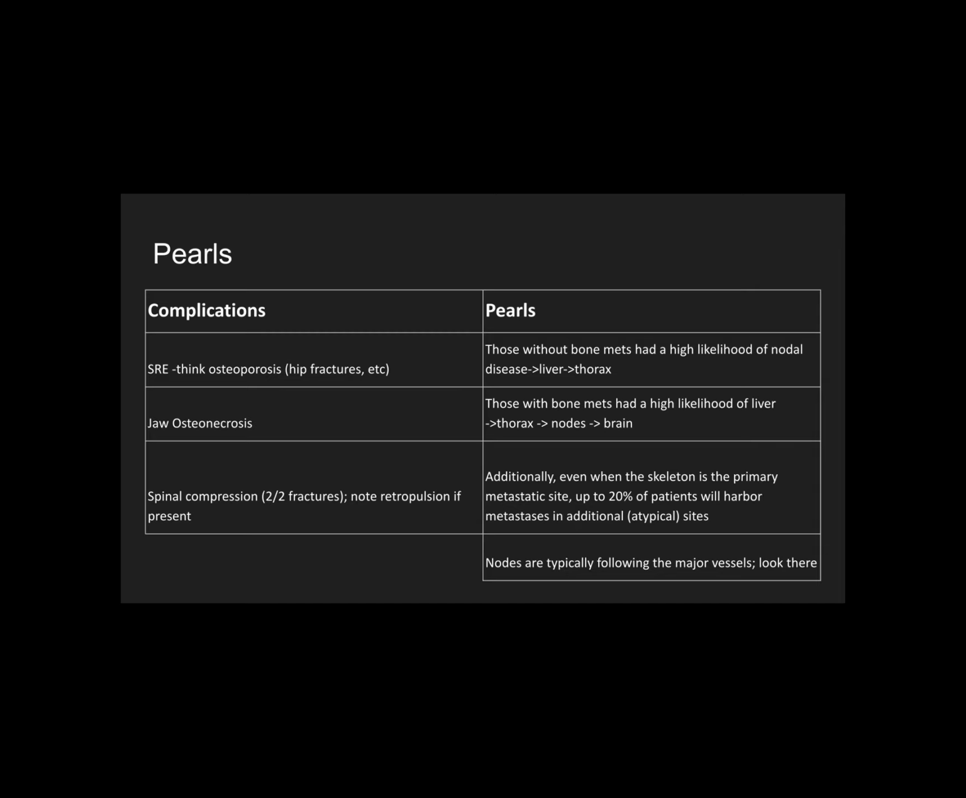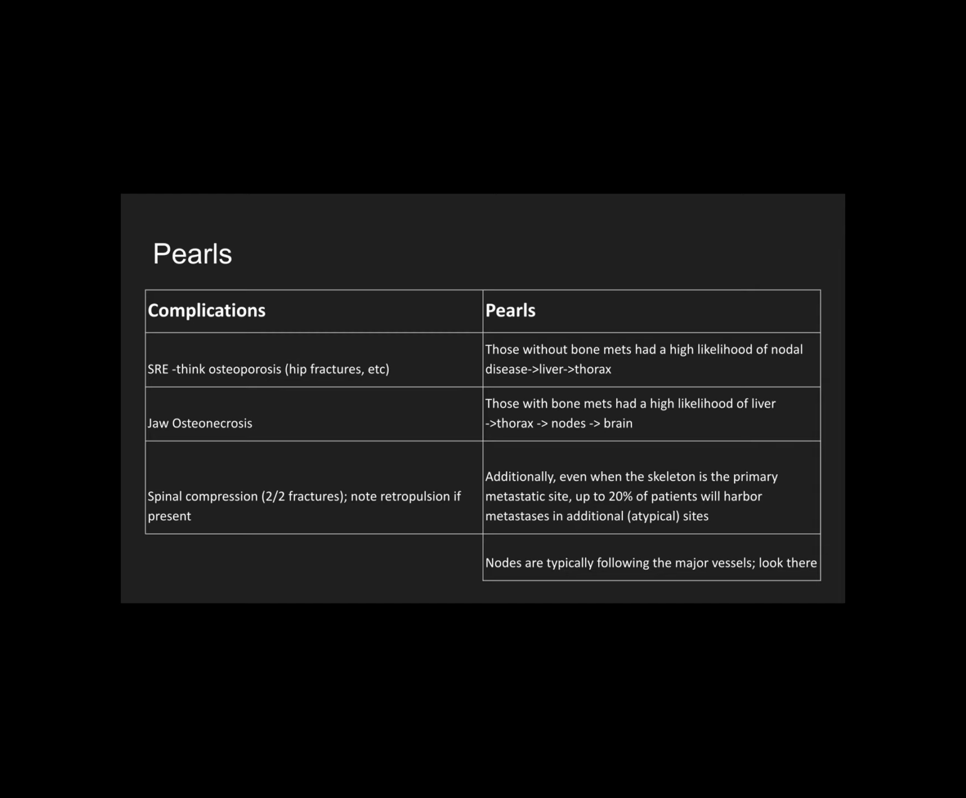Some pearls for prostate cancer: those without bone mets had a high likelihood of nodal disease and disease to the liver and thorax. So if you don't see any bone mets, you want to look for abnormal lymph nodes because that's just the alternate pathway it's taking. Those with bone mets had a higher likelihood of liver and thoracic spread than the nodal spread that you typically see. And when the skeleton is the primary metastatic site, up to 20% of patients will harbor metastasis at additional atypical sites, so you still have to keep your eyes peeled.